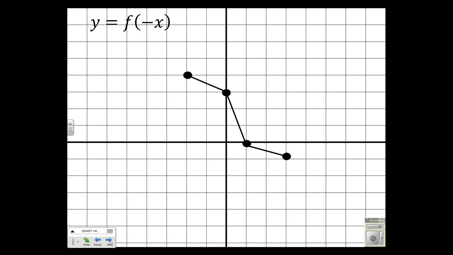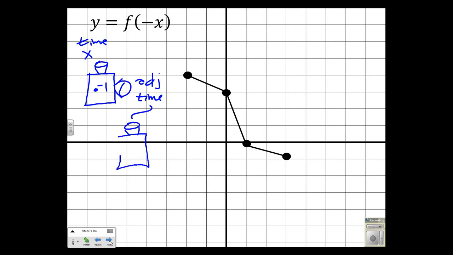I choose x. I put it into a pre-function, which basically multiplies by -1. So this is time. This is adjusted time, which we then put into our basic function and then turn it into a height. So this is a pre-function. It affects the time. This makes time go backwards.